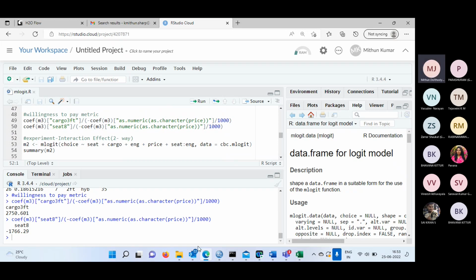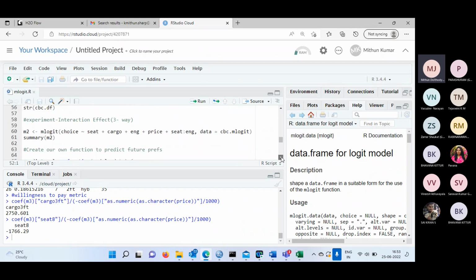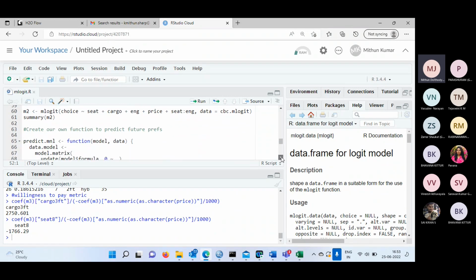Then certain additional things like interaction effect, right? If you can understand interaction effect, well and good, or else ignore it, not a problem. That's not very important, right? You can generate the interaction effect as well.